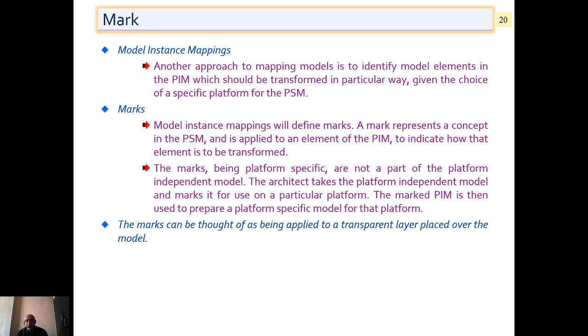An object in a sequence diagram can be mapped. A state can be transformed. A transition can be transformed. A pseudo state can be transformed. The marks, being platform specific, are not a part of the platform independent model. Just see to it, okay? They are not a part. They are independent. Architects take the PIM as the input and mark it.